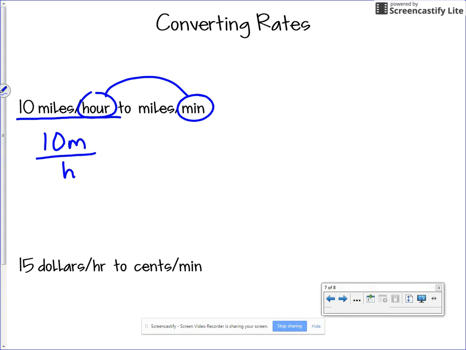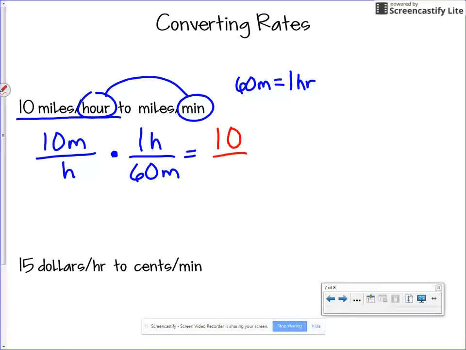We want to get rid of that hour, so we're going to have our converting factor have hours on the top. I know that there are 60 minutes in 1 hour, so that's our converting factor. 1 hour on top, then 60 minutes on the bottom. Now at this point, we can multiply straight across. When we do that, we get 10 over 60.